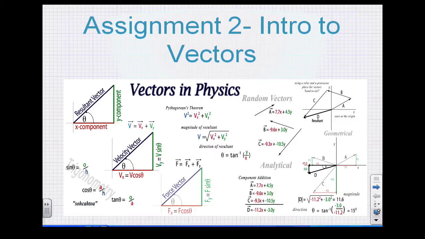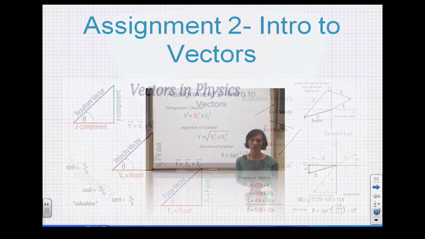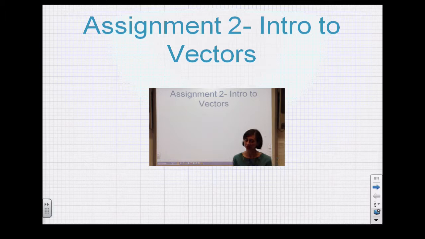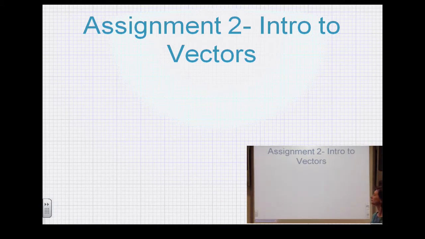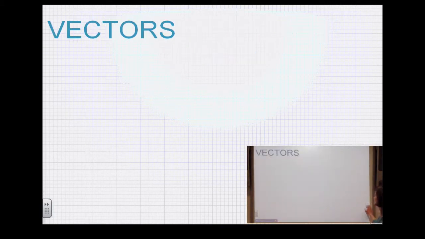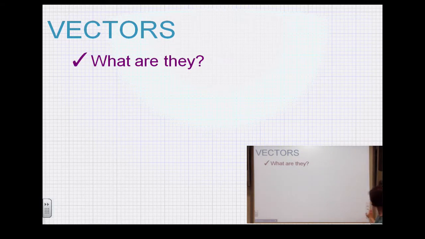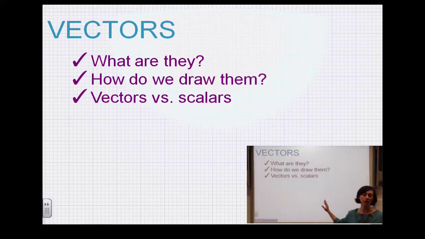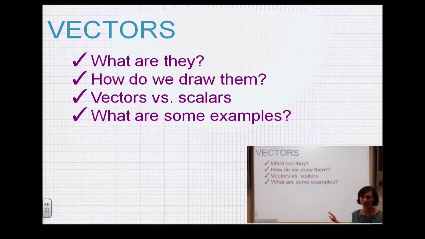Welcome to the next installment of the PowerPoint lecture series for AP Physics B Introductory Information. Today we're going to be talking about vectors, what they are, how we draw them, and some examples of different types of vectors. So the topics that we'll discuss: what vectors are, how we draw them, how we represent them on paper, vectors versus another kind of quantity that we use in physics called a scalar, and also typical examples that you'll be seeing in this class.